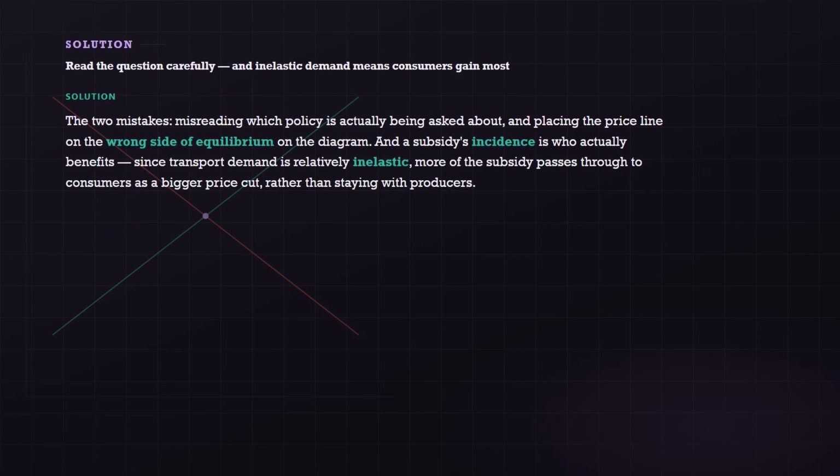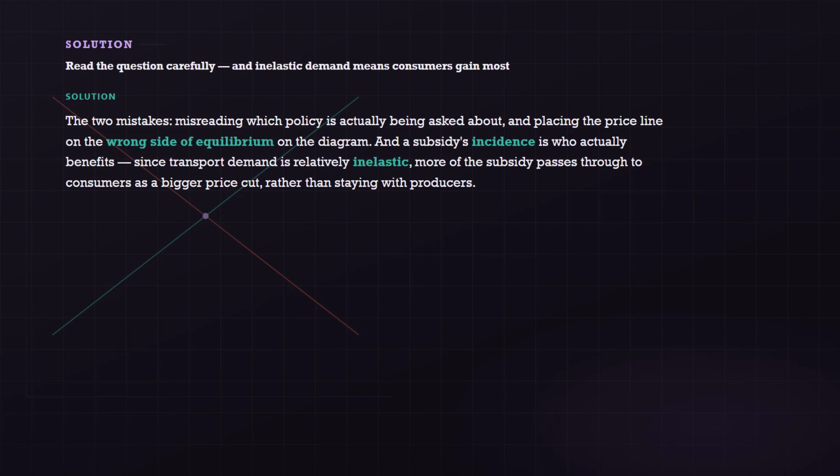Here is the solution. The most common mistake is simply misreading which policy is actually being asked about. Writing about a minimum price when the question asks about a maximum, or the reverse. The second is placing the price line on the wrong side of equilibrium on the diagram. A minimum price only has an effect if it sits above equilibrium.